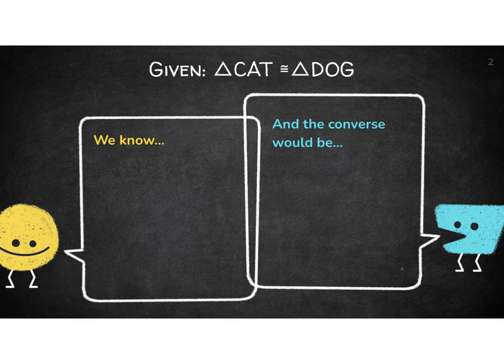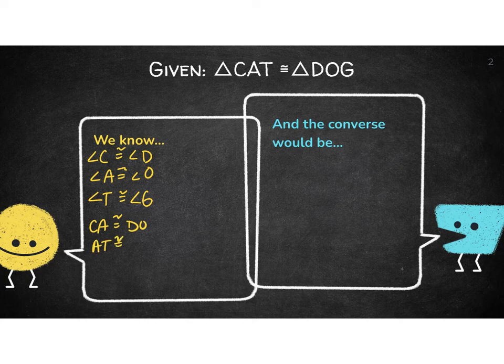All right, let's say we're given that triangle CAT is congruent to triangle DOG. Here's what we know. We know that our corresponding angles are congruent, so angle C is congruent to angle D. Angle A is congruent to angle O. Angle T is congruent to angle G. We also know that our corresponding side lengths are congruent. So CA is congruent to DO. AT is congruent to OG. And CT is congruent to DG.